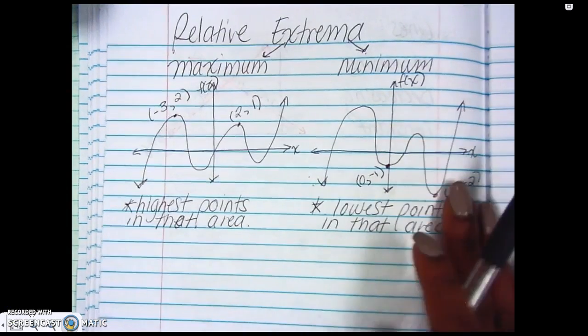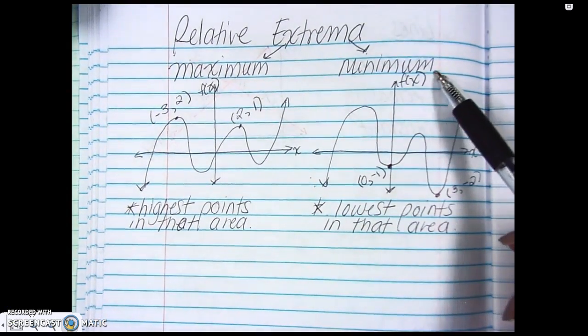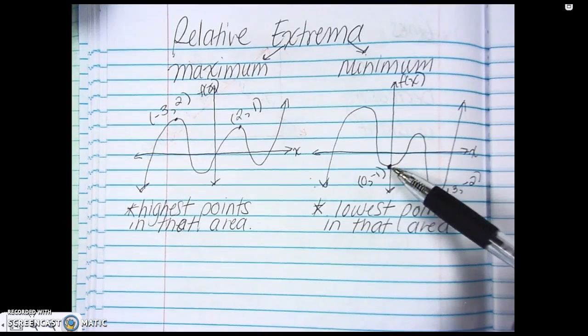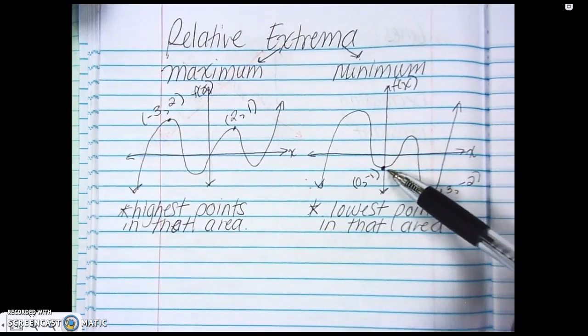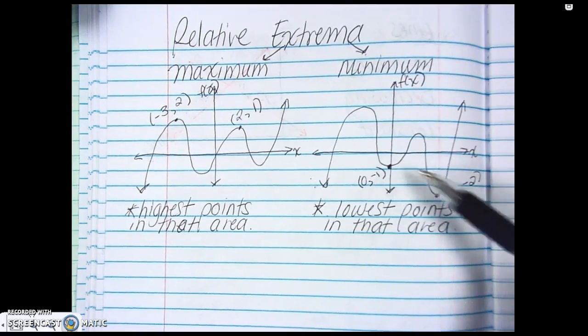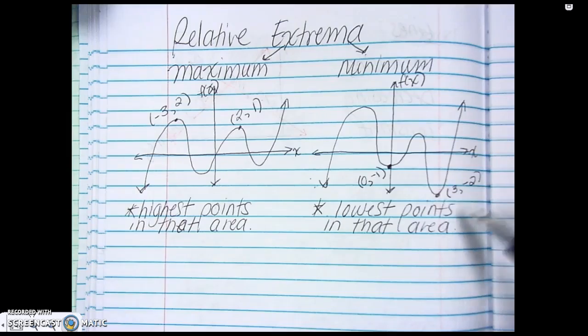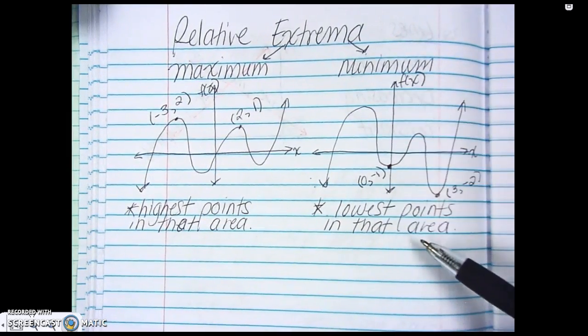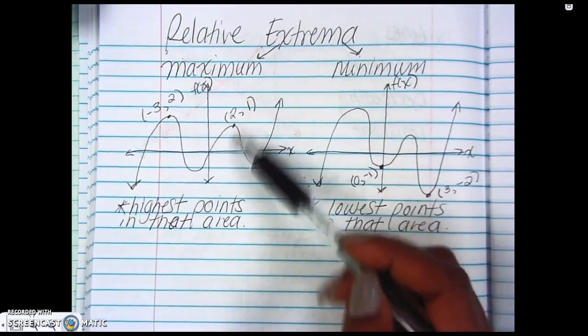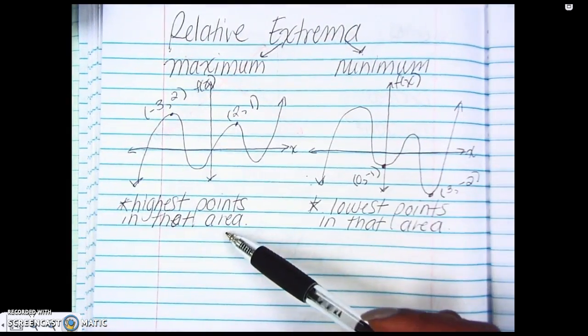All right, and then the same works for relative minimums. So the relative minimum is the lowest point in the area. So we have two relative minimums, one here at (0, -1). And then you go along the graph some more, and then you have another relative minimum right here at (3, -2). Okay, so relative minimum is the lowest point in the area. A relative maximum is the highest point in the area.